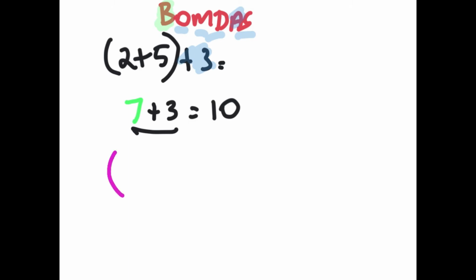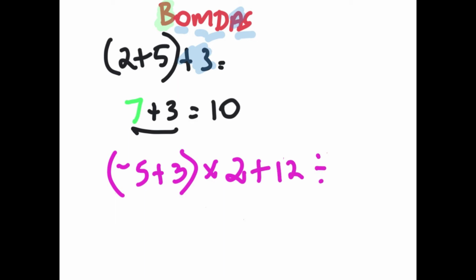So let's have bracket -5 plus 3, close bracket, times by 2 plus 12 divided by 4. Again, we're going to use our BOMDAS. Our first one is going to be brackets. So -5 plus 3 is -2. Again, do we have any operations? No, we don't.